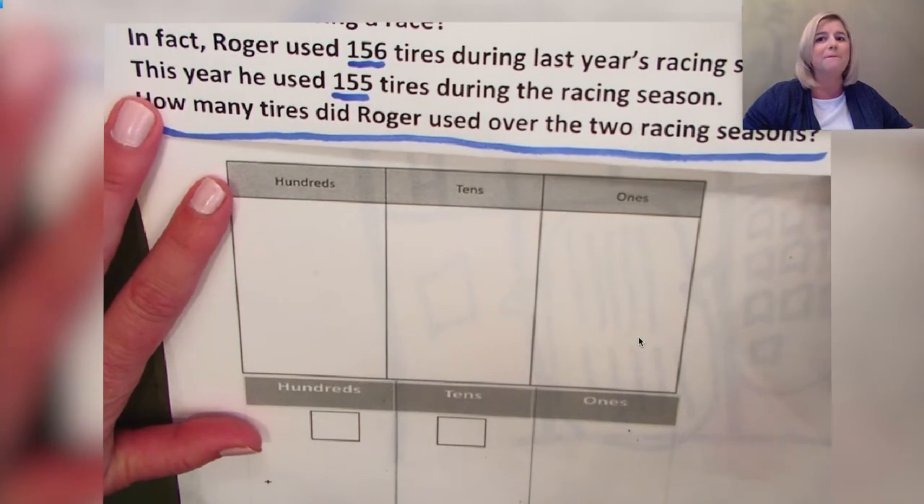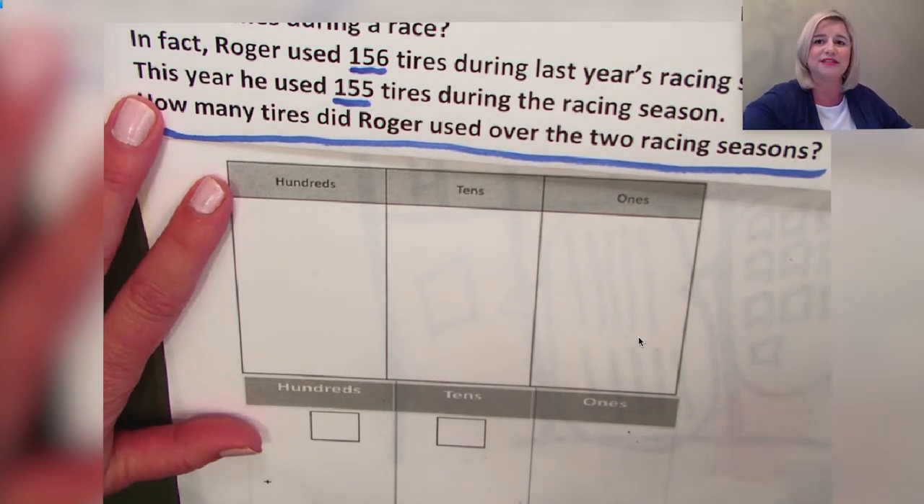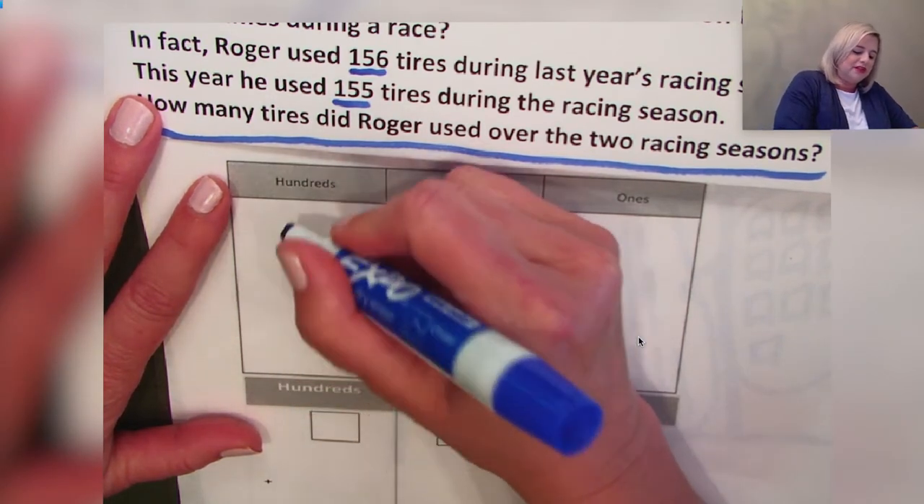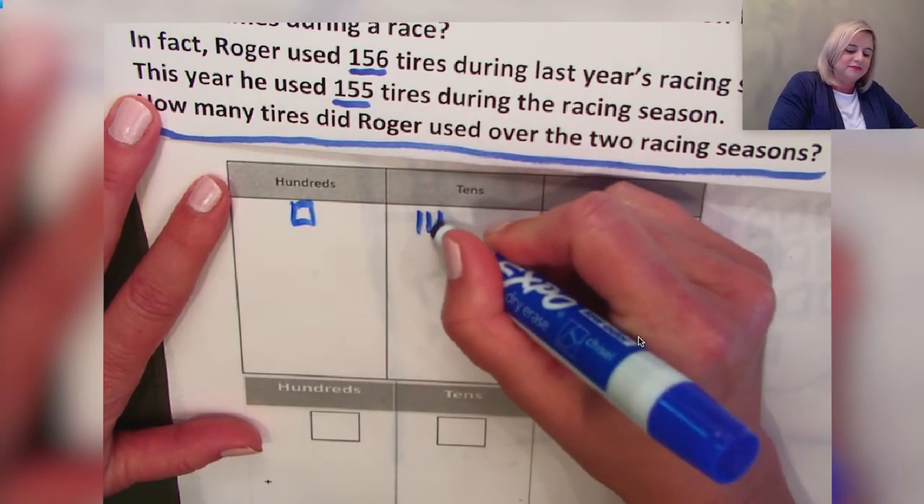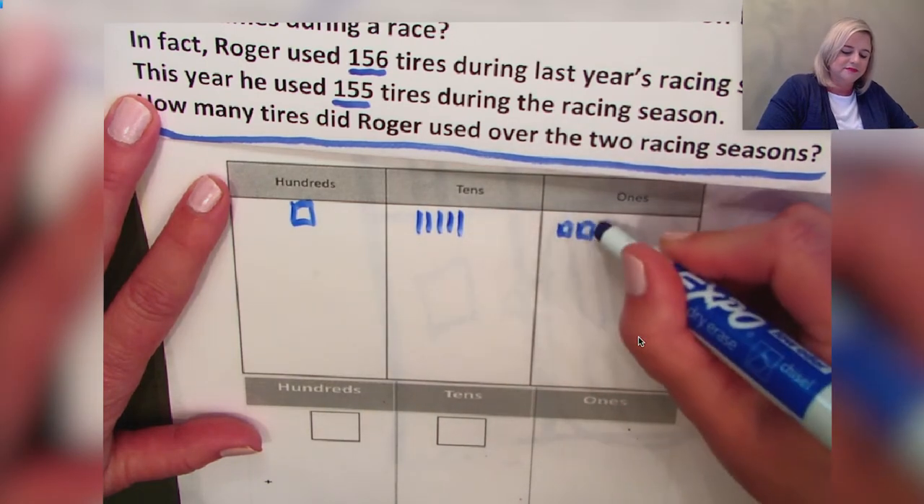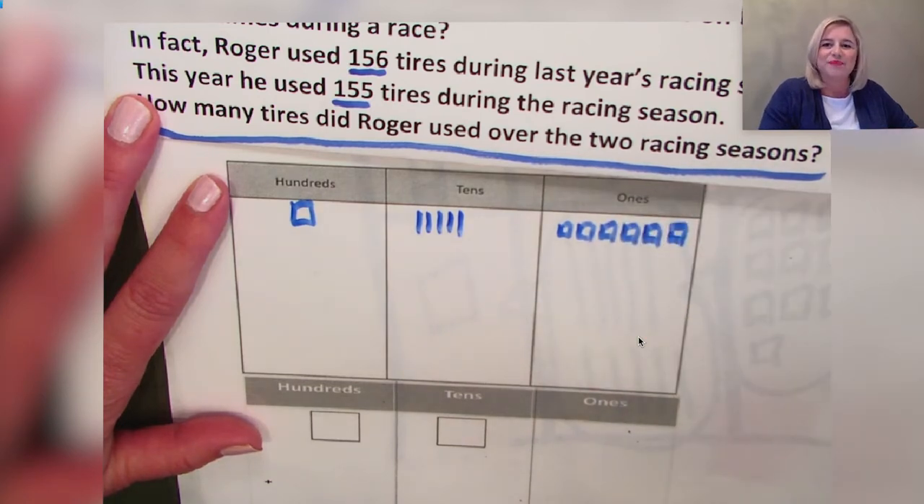We're going to be modeling some big numbers today, so you need to start at the top of the place value mat so you have plenty of room in all the place value columns for your blocks. Okay, let's model. We know Roger used 156 tires last season, so let's model that first. I'm going to draw a 100 flat, and then I'm going to draw 5 10 rods, and then 6 ones. Excellent job. Would you like to add that to your map, please?